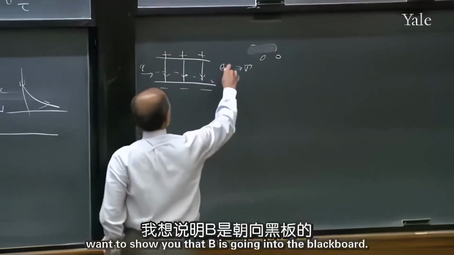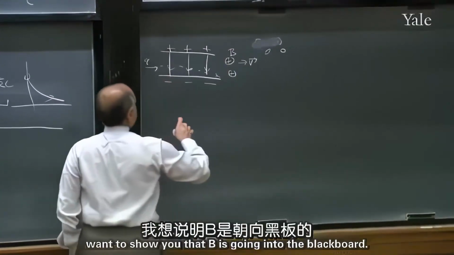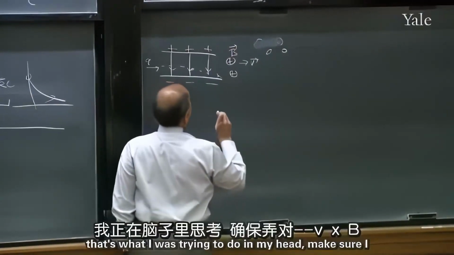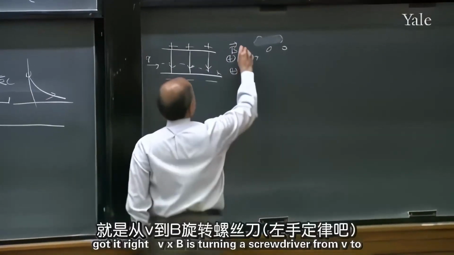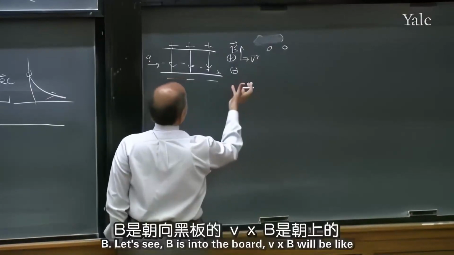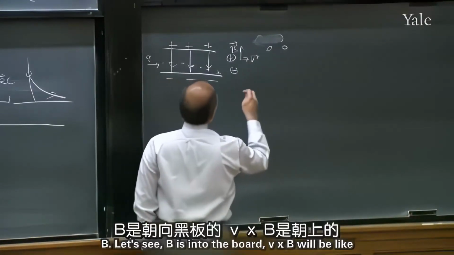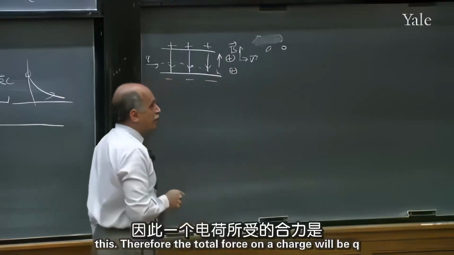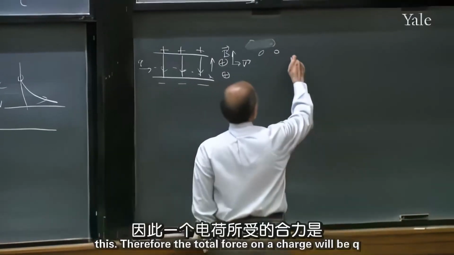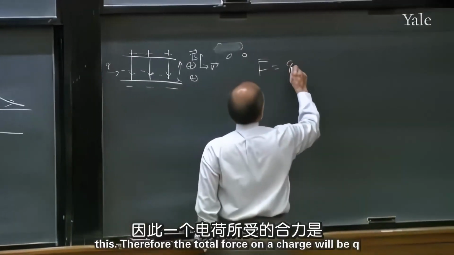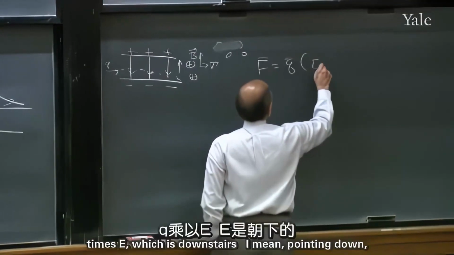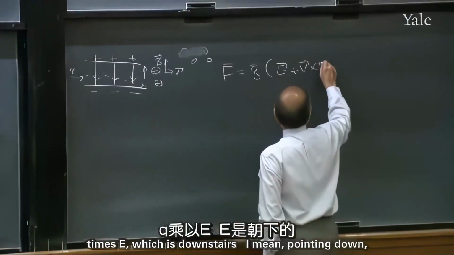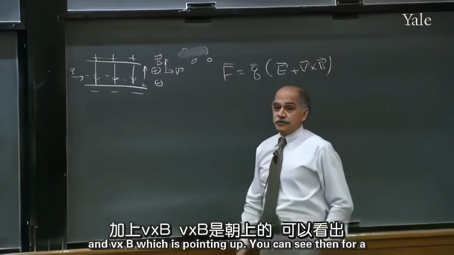So I want to show you the B is going into the blackboard. Now what's the force due to B? Take the cross product. That's what I was trying to do in my head, make sure I got it right. V cross B is turning a screwdriver from V to B, and let's see, B is into the board, V cross B will be like this. Therefore, the total force on the charge will be Q times E, which is downstairs, pointing down, and V cross B, which is pointing up.